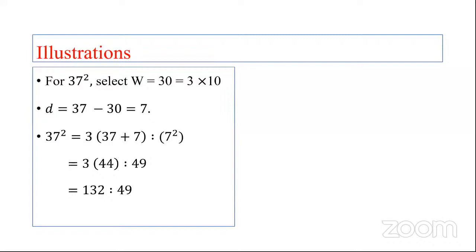My rule is the right part should have 1 digit. So I transfer that 4 to the left part to have the final answer, 1369. So after practice, you can straight away write 3 times 37 plus 7. You start writing the square. 3 times 30 only by observing the number. 3 times 37 plus 7, first part, second part, 7 square. Then 3 times 44, 132, 49, and 1369. But in initial examples, 2 or 3, do write every step so that the concept will be clear.